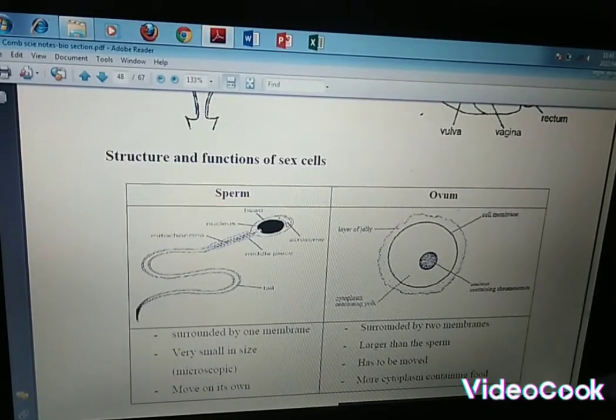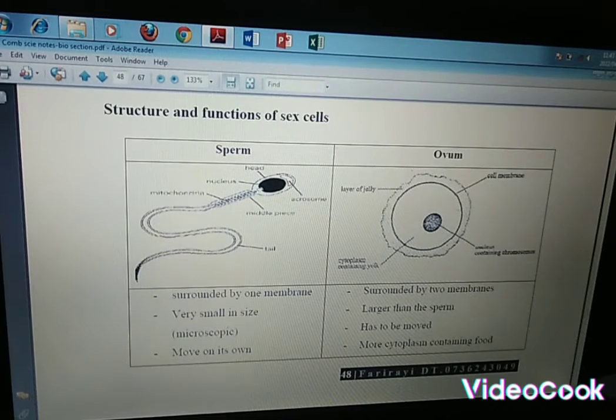And then now I want us to have a look at the structure and functions of sex cells. We've got sperms from the male's reproductive system. We've got the ovum, which is the egg, from the female's reproductive system. Take note of the sperms. They have a tail. Remember, they swim, okay?